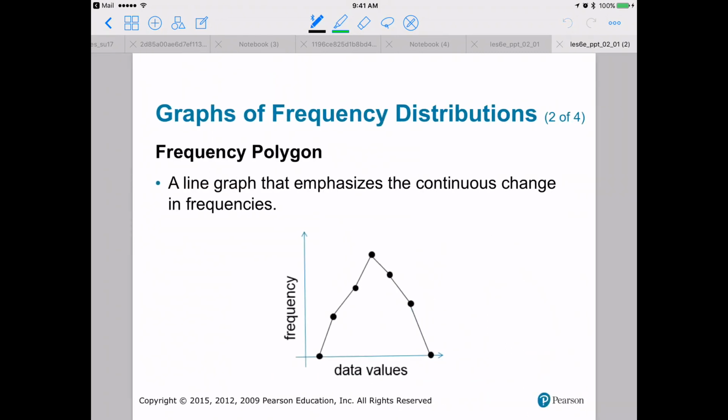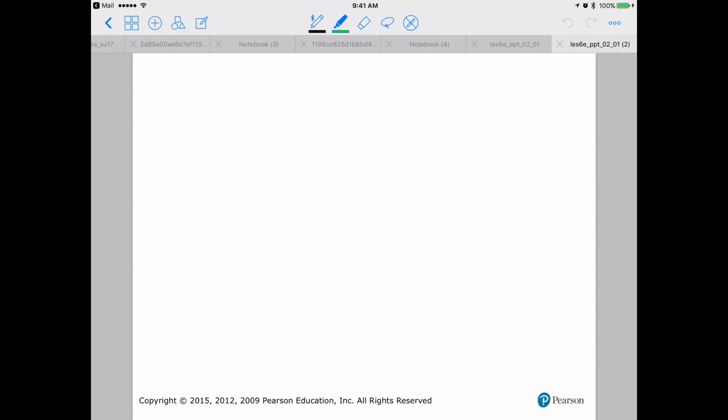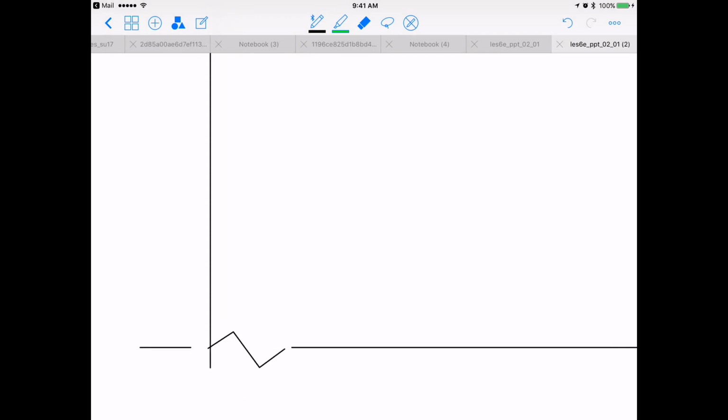So the next thing we want to learn is how to graph a frequency polygon. Okay, and it's a line graph that emphasizes the continuous change in frequencies. So our goal here is to construct a frequency polygon for the GPS navigator's frequency distribution. Now, in order to construct our frequency polygon, we're going to need this information. So you need to know your class. From your class, you're going to get your midpoint and then your frequency. So in order to do this, we start off. I'm going to draw my horizontal axis and my vertical axis, and I can draw a little broken line here.